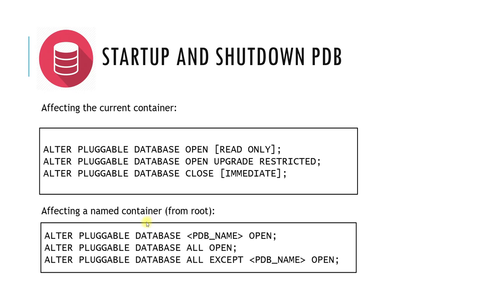But from the root, you have to mention the PDB name, because root is like a parent to all the pluggable databases. So if you want to close or shut down a specific PDB, or start the PDB, then you have to say alter pluggable database, the pluggable database name, open. If you want to start all the pluggable databases, then you have to say all open. And if you want an exception of a specific PDB you don't want to start, then you will say except. Pretty easy, right? So we'll move on.